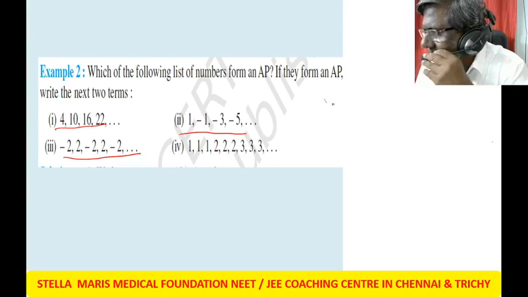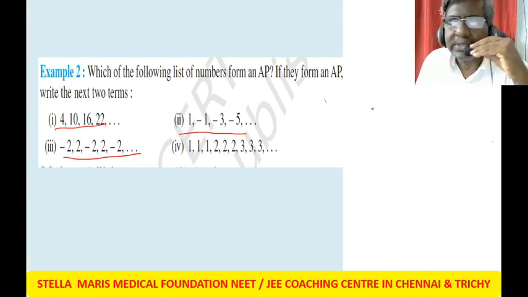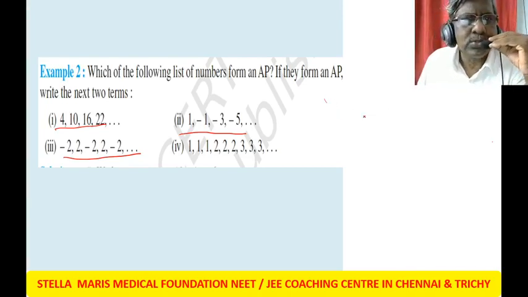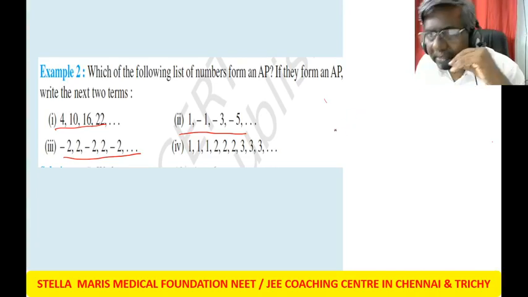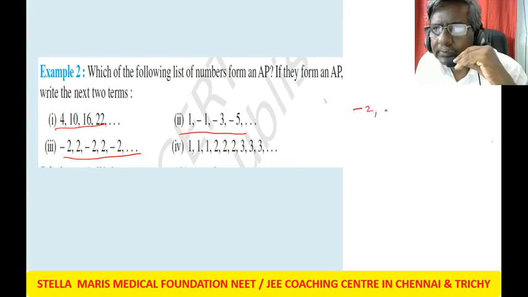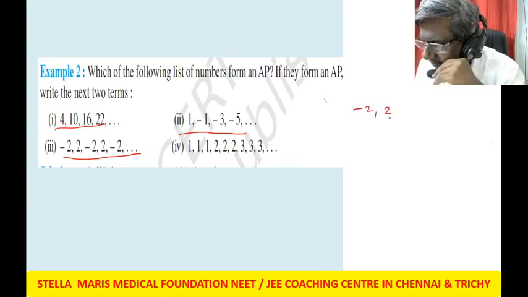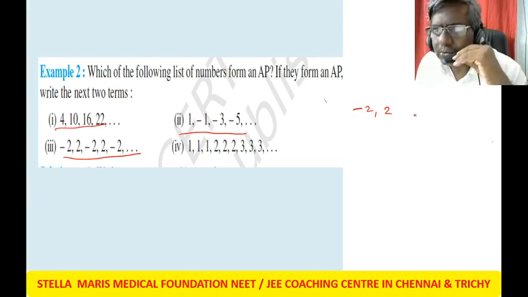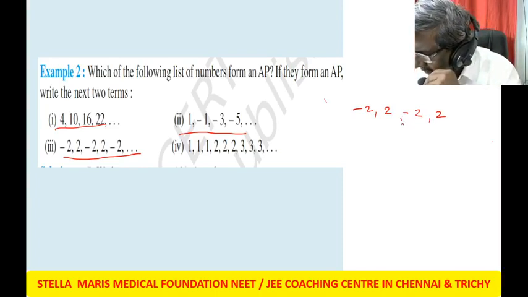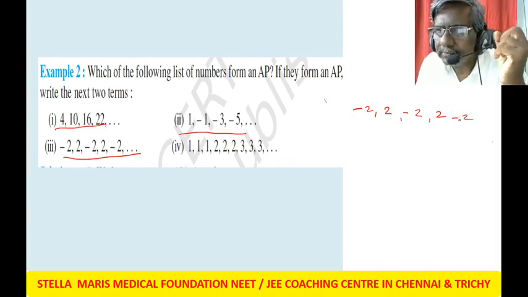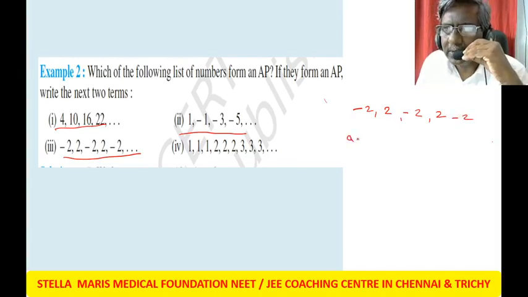So I'll tell you why it is not an AP. See here, it is minus 2, 2, then again minus 2, then again 2, minus 2, then minus 2. Okay, A is equal to minus 2. This is okay. D is equal to what?